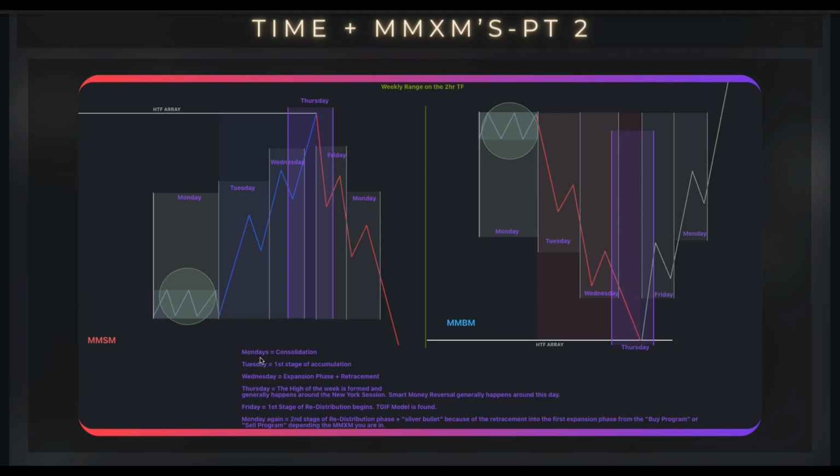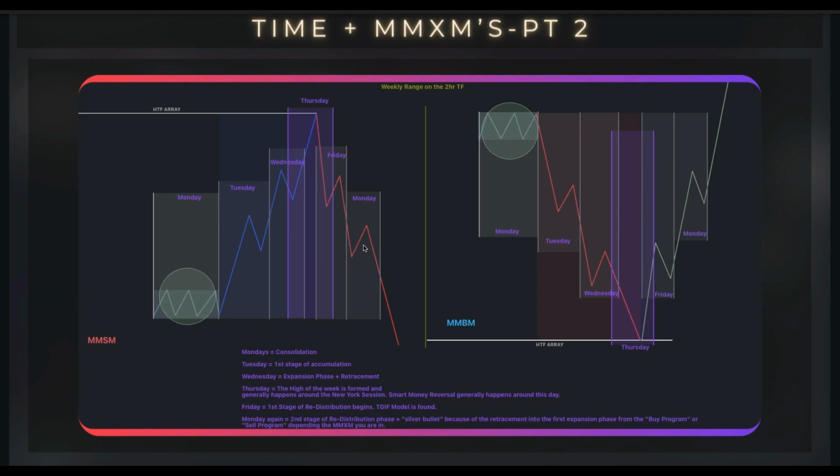So on Mondays, you will usually see a consolidation. And then Tuesday is your first stage of accumulation. And then Wednesday is the expansion phase plus a possible retracement. Thursday is the high of the week, or that is usually when it is formed. It doesn't always form on Thursdays, but that's usually when it forms, and it generally happens around the New York session. Smart money reversal also generally happens around that day. Friday is the first stage of redistribution, and you can also find your TGIF model.